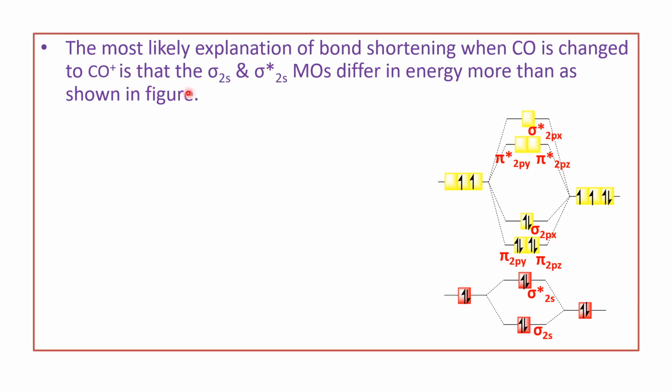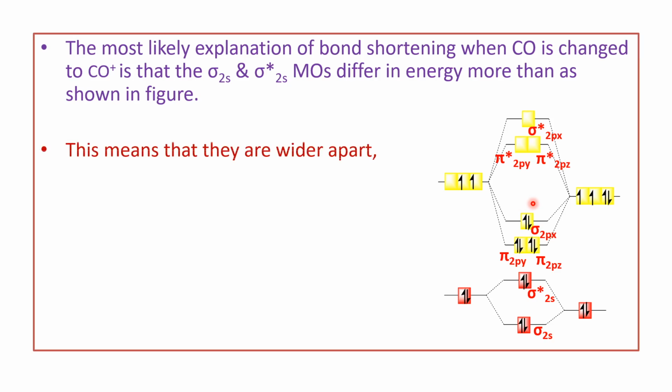So the most likely explanation of the bond shortening when CO is changed to CO plus is that the sigma 2s and the sigma asterisk 2s MOs differ in energy more than as shown in the figure. That means instead of removing the electron from bonding, the electron should be removed from the antibonding, and the antibonding electron is present in the sigma asterisk 2s. So we can say that the position of the sigma asterisk 2s should not be over here. It should be at the last.